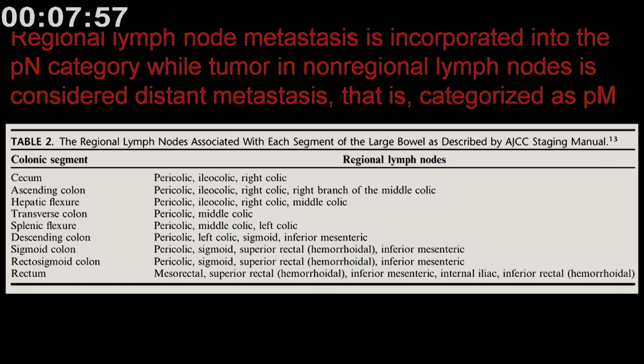So sometimes we get a colorectal sample along with a separate lymph node, but there is no mention of where this lymph node was taken from. So we usually include it as a regional lymph node, but if it is non-regional, it must be mentioned and it should be sent separately so that we can put it in the M category.